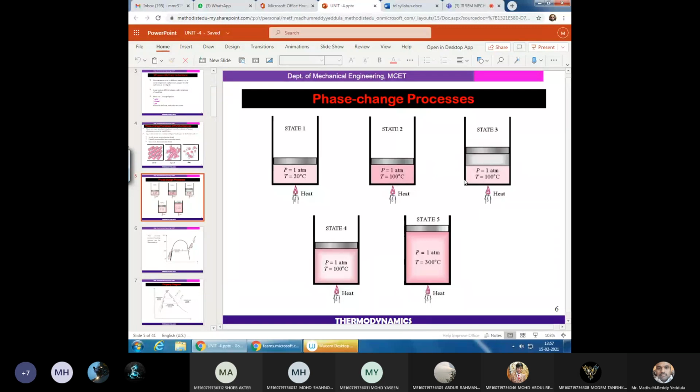Okay. Now, here again from state 3 to 4, what happened? The water starts converting into vapor. Yes or no? Now again, the temperature is increased from 100 to 300, right? So usually the water at 1 bar pressure or 1 atmosphere pressure boils at 100 degrees centigrade. So beyond that point, it will become superheated. It will be called superheated steam or superheated vapor. Okay. So I'll explain in detail in coming slides.